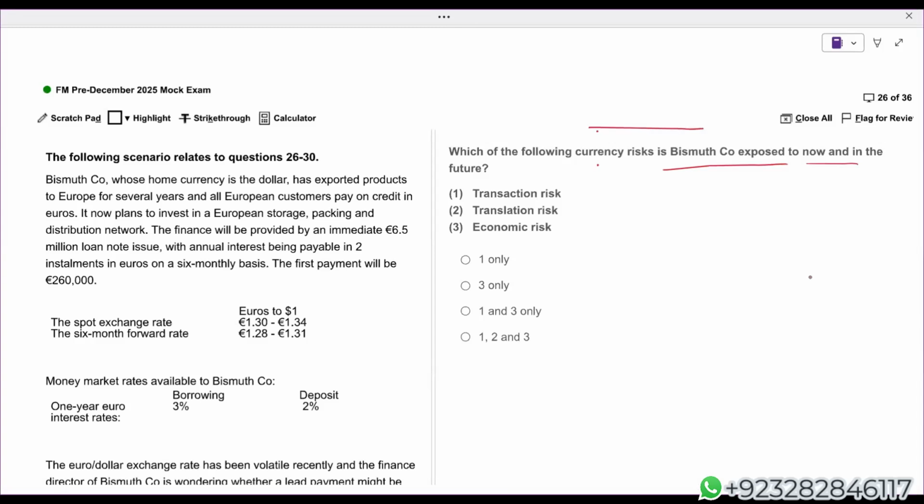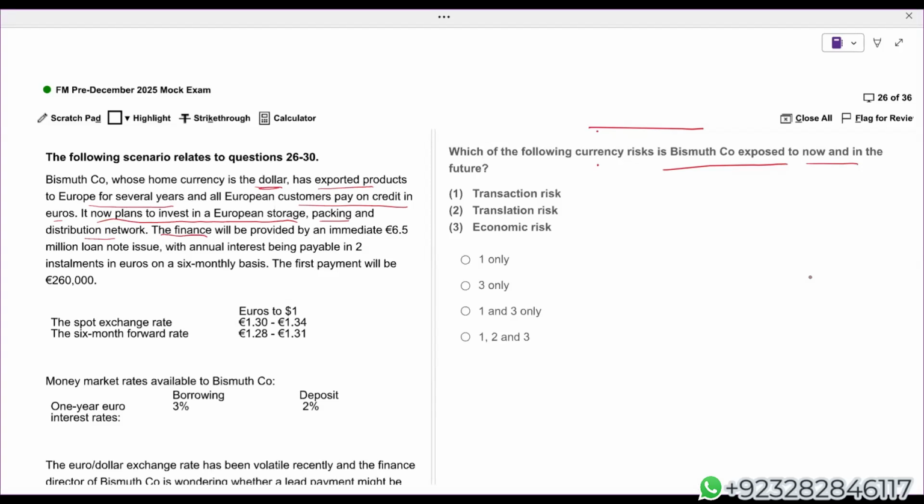Bismuth company, whose home currency is the dollar, has exported products to Europe for several years. And all European customers pay on credit in euros. It now plans to invest in European storage, packing, and distribution network. Means you will be buying non-current assets over there. When you are buying non-current assets in a foreign country, then you will be facing translation risk. Why? Because you will be buying them in euro and obviously then you will be converting them into your home currency. So you have to bear the translation risk.